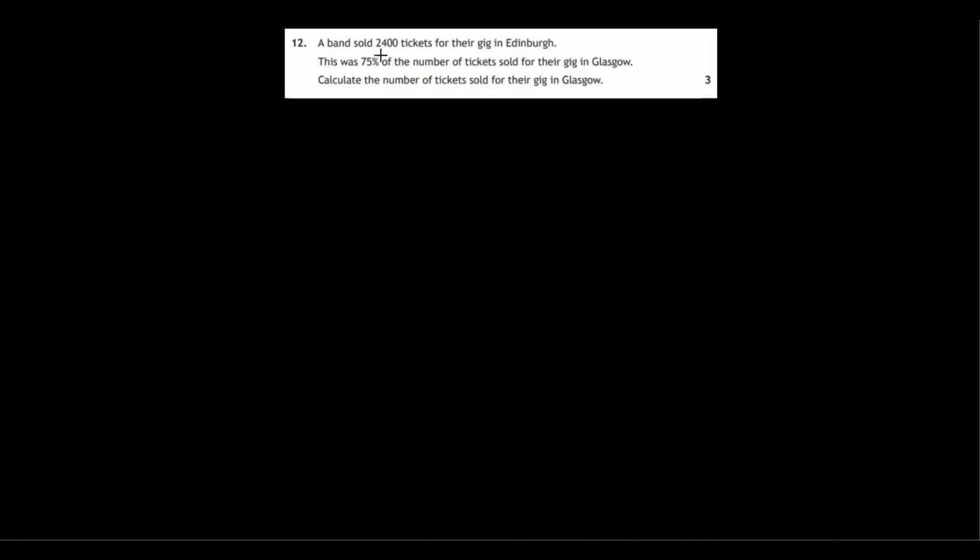A band sold 2,400 tickets for their gig in Edinburgh. This was 75% of the number of tickets sold for their gig in Glasgow. Calculate the number of tickets sold for their gig in Glasgow. So this is 75% of the number of tickets sold in Glasgow.